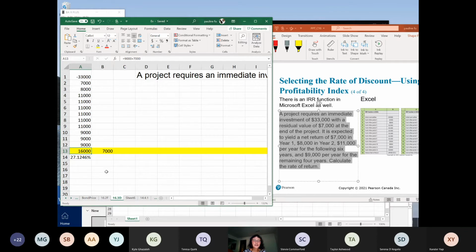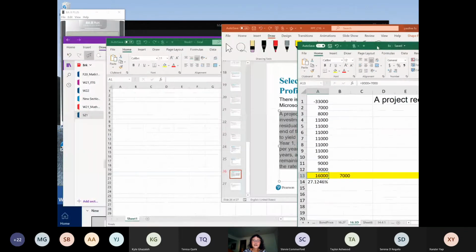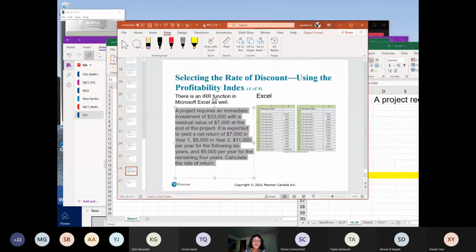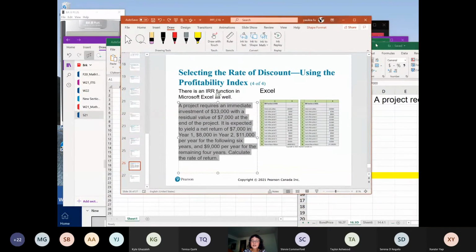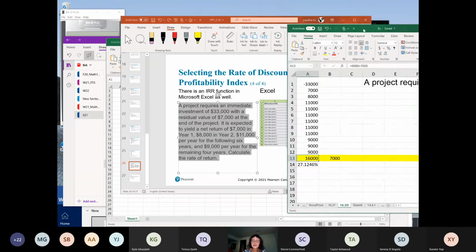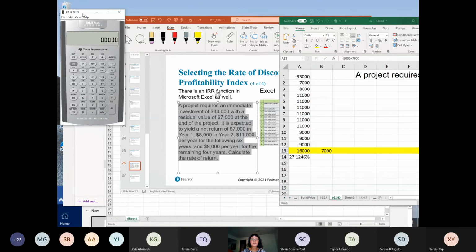Okay, now how do I use the calculator to do this? To use the calculator, I want to show 3 screens. So this is the original question. And this is the Excel data format. And now the calculator is here. Okay. So how am I going to use the calculator?